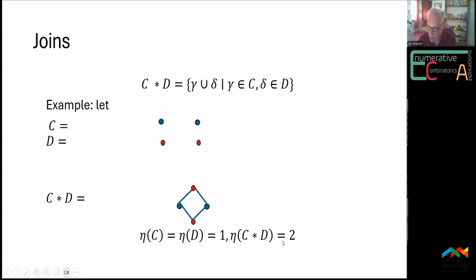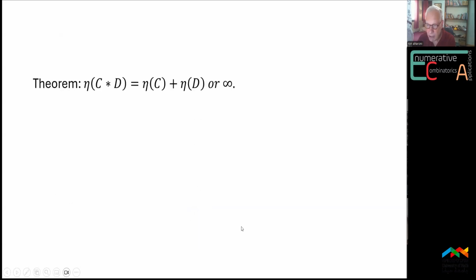This is no coincidence. It's always true that eta of the join is the sum of the eta. Okay? Eta is additive with respect to join. This is going to serve a very important role in our proof. So, okay, I'm not trying to be precise. Eta of C join D is not necessarily the sum. It may be infinite. Degenerate cases. There are degenerate cases already.